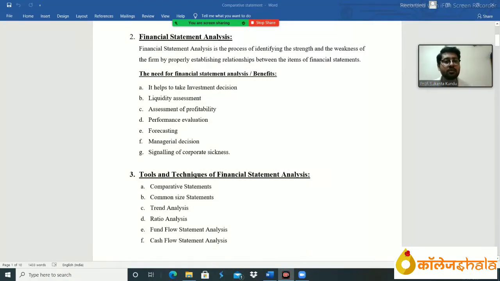There are many tools and techniques of financial statement analysis. You can see comparative statement, common size statement analysis, trend analysis, ratio analysis, fund flow statement analysis, and cash flow statement analysis. And today we will discuss only comparative statement.